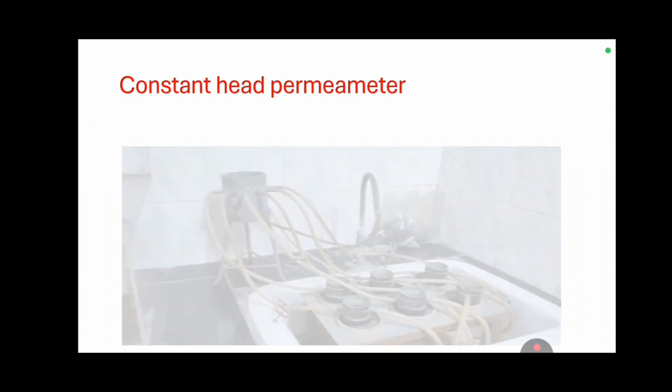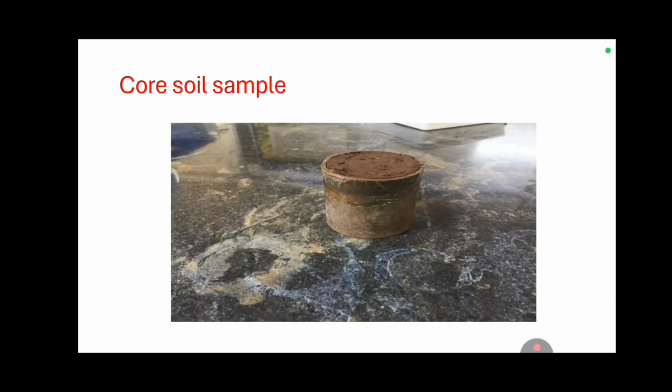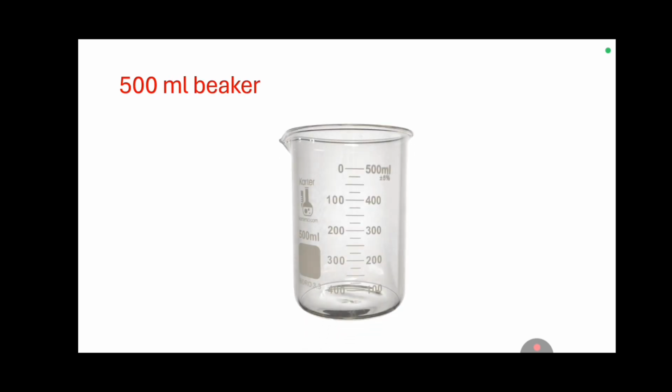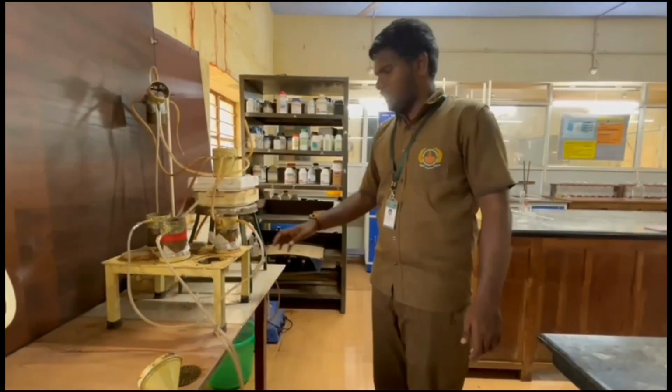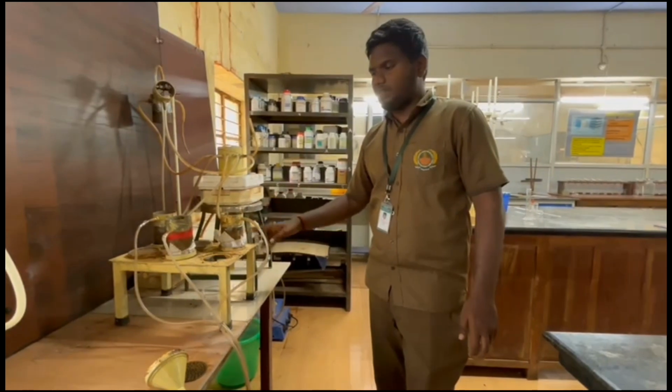Materials required for determination of soil hydraulic conductivity: constant head permeameter, core soil sample, measuring cylinder, 500 ml glass beakers, and finally stopwatch. First, let us understand about the constant head permeameter assembly.